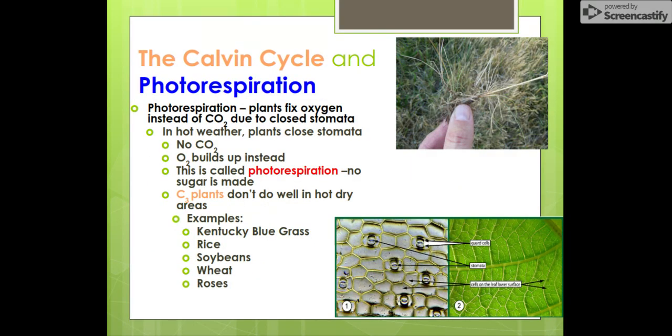Okay, so when we no longer have this carbon dioxide, because the stomata are closed, oxygen is going to build up. We get this photorespiration where it starts breaking down those sugars that have built up. Okay, and so this is not ideal for plants in hot and dry environments. So there are a couple of adaptations, C4 and CAM plants, that we'll look at in the next video.